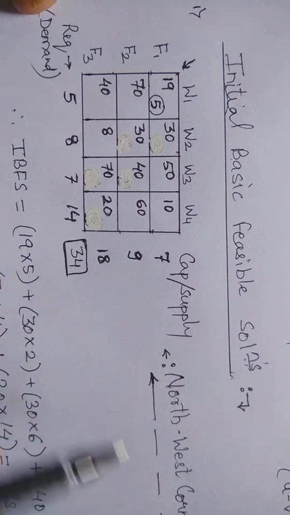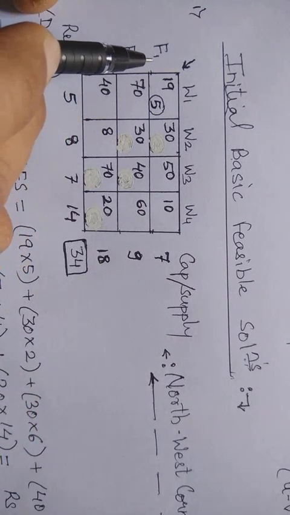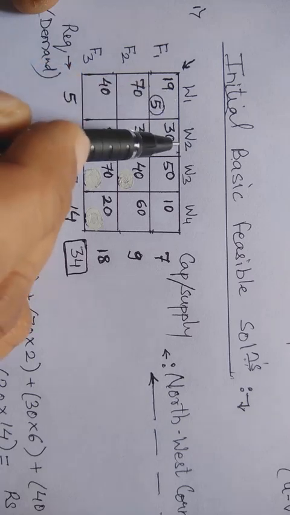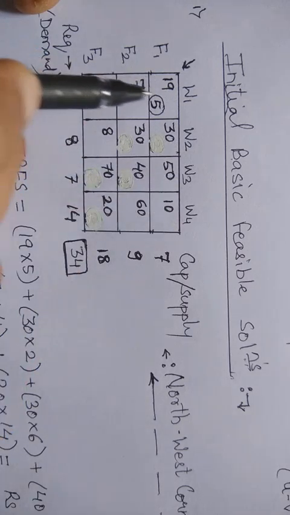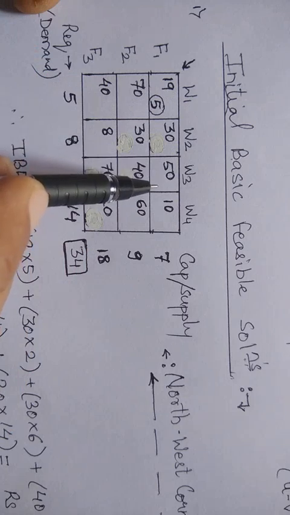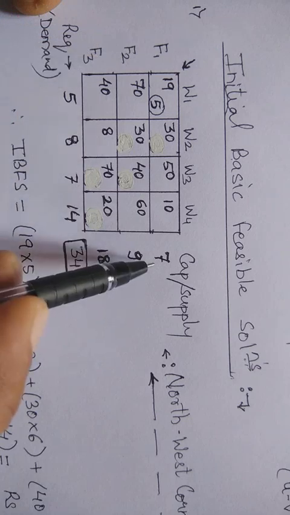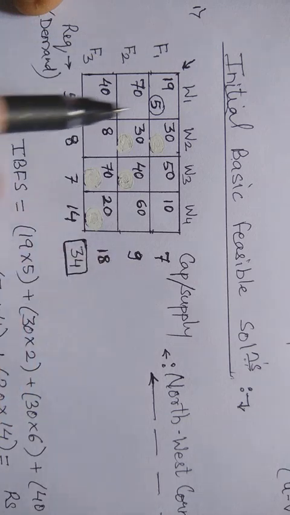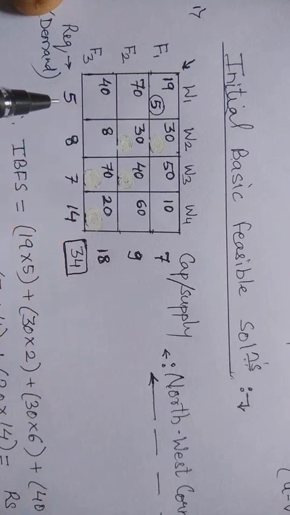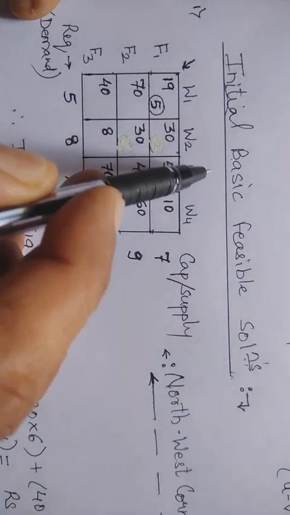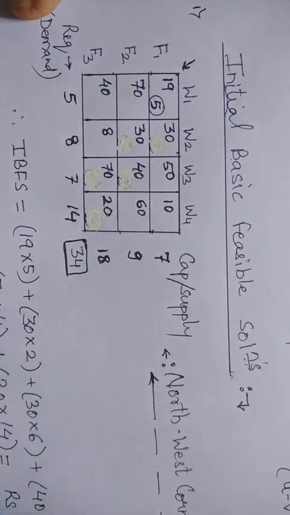Northwest corner rule. So here I have given a problem consisting of factories F1, F2, F3, warehouses W1, W2, W3, W4. So here 19, 30, 50, 10, these are the unit transportation costs, correct? Factory 1, factory 2, factory 3 have a capacity of 7, 9, 18. Warehouse 1, 2, 3, 4, they have a requirement or a demand of 5, 8, 7, 14. Now I have checked that the sum of capacities is equal to the sum of the requirements. This is 34. Correct. How to solve the problem? How to find out the initial basic feasible solution by the northwest corner method?